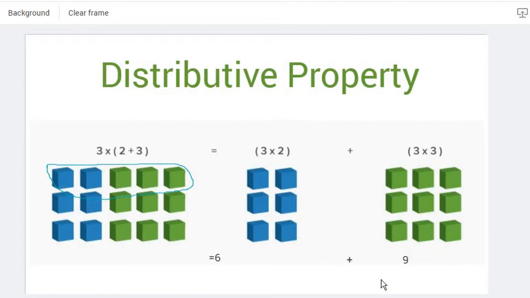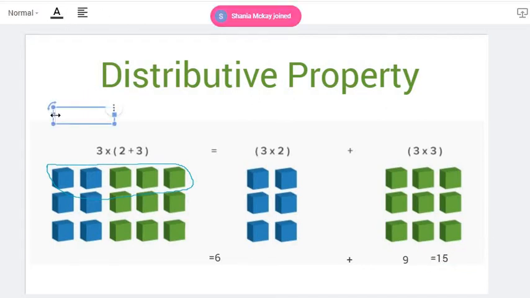Then 6 plus 9 would give you the same 15. And we're going to test to see if we get the same thing if we didn't use the distributive property. Sorry, if we use the distributive property, that's what I meant to say. Alright, so 3 times 2 plus 3.